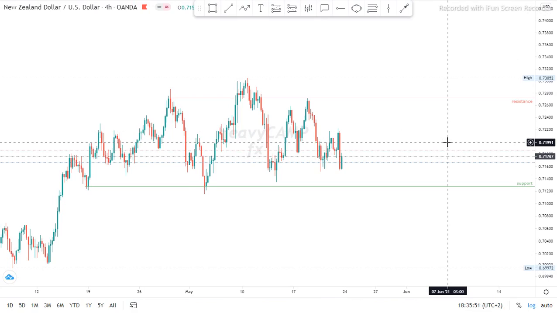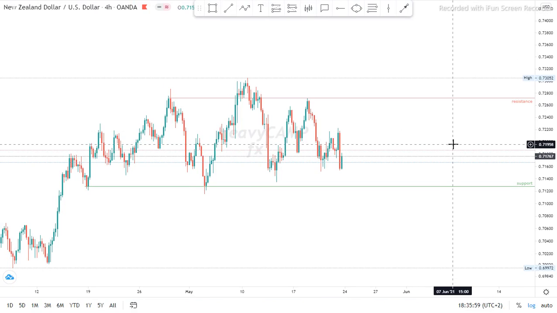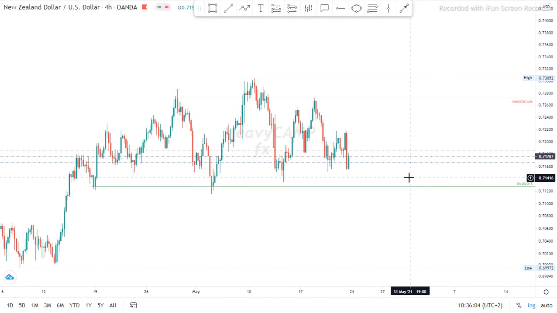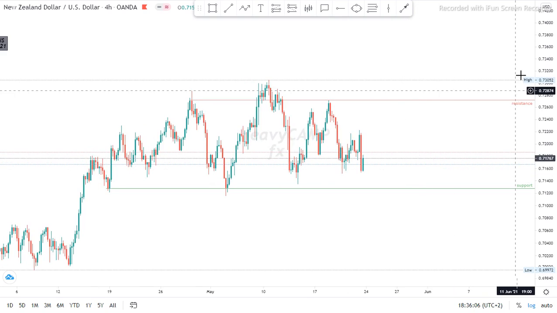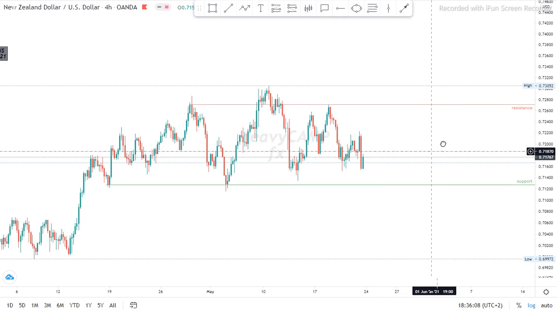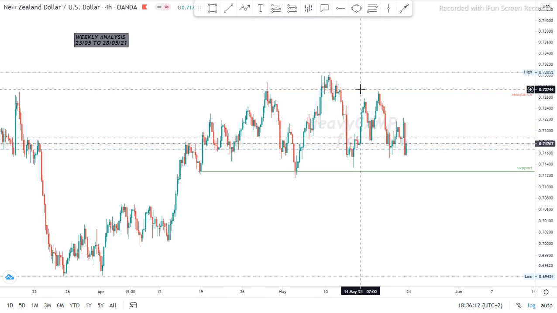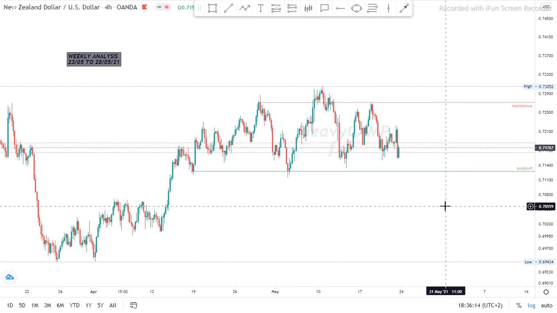You are tuned into HEAVYCAMPFX, and today we're going to be doing a quick analysis on NZDUSD. We are currently on our 4-hour chart, so we're just going to be looking at it from a 4-hour perspective and a 2-hour perspective. Alright, guys, so I've already jotted down my support and my resistance level with the current price.